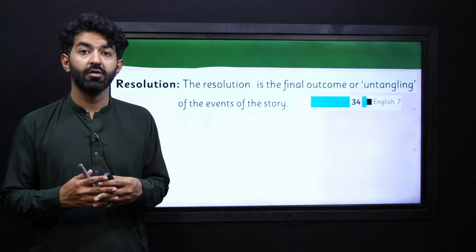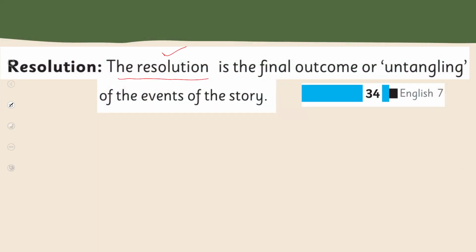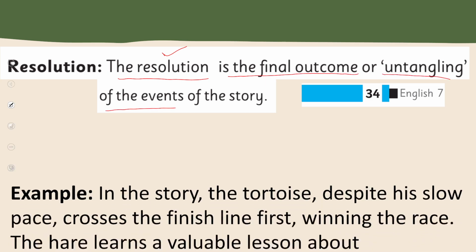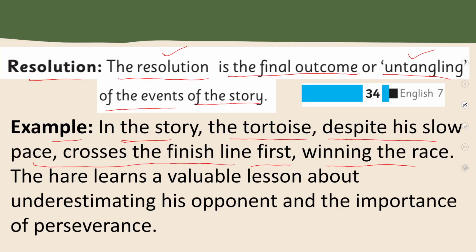Now at the end we have resolution. The resolution, where things start to resolve, is the final outcome or untangling of the events of the story. Now all the questions, all the confusions will be untangled, will be solved, and this is why we call it resolution. For example, in the story, the tortoise, despite his slow pace, crosses the finish line first, winning the race. The hare learns a valuable lesson about underestimating his opponent and the importance of perseverance.